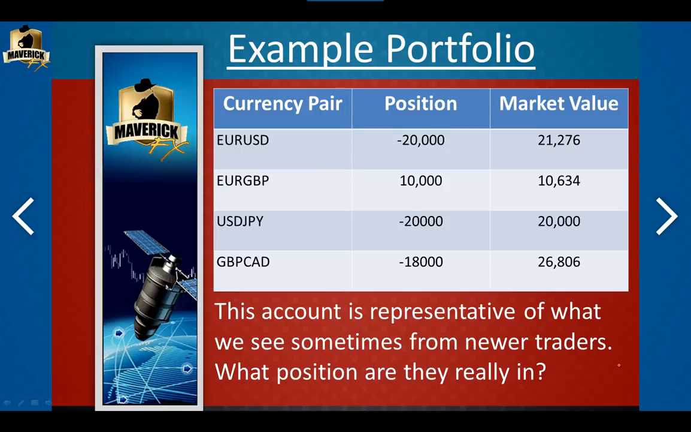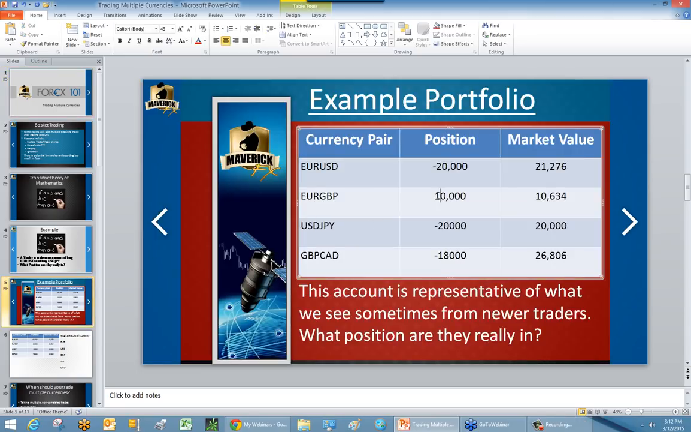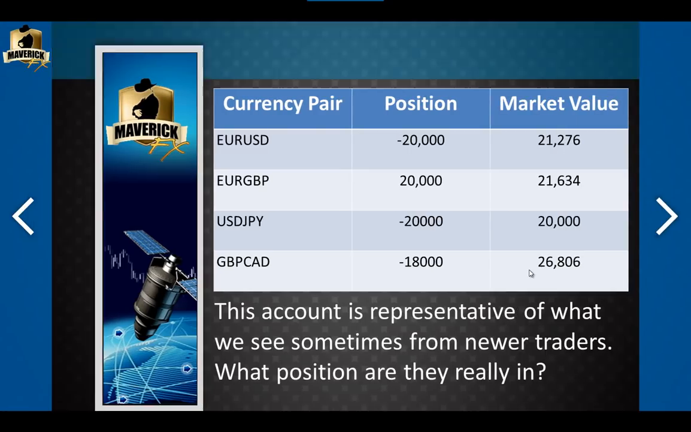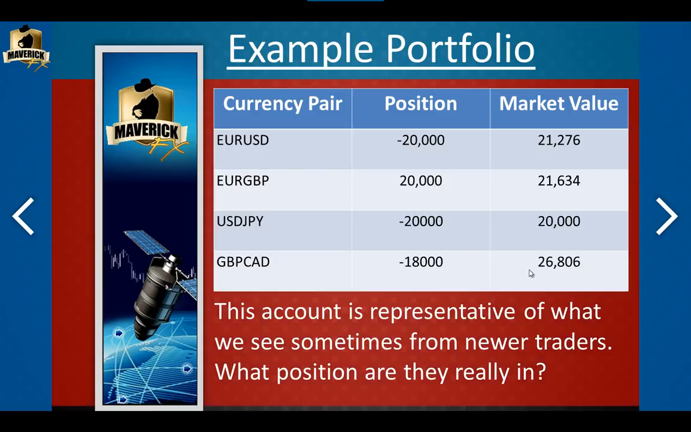I got a trader that's short 20,000 euro US dollar. Oops, sorry. I was supposed to be fixed. I don't know how that got erased, but all right. Sorry about that. There we go. Now it's fixed. Okay, so they're short 20,000 euro US dollar. They're long 20,000 euro pound. They're short 20,000 dollar yen, and they're short 18,000 pound CAD.